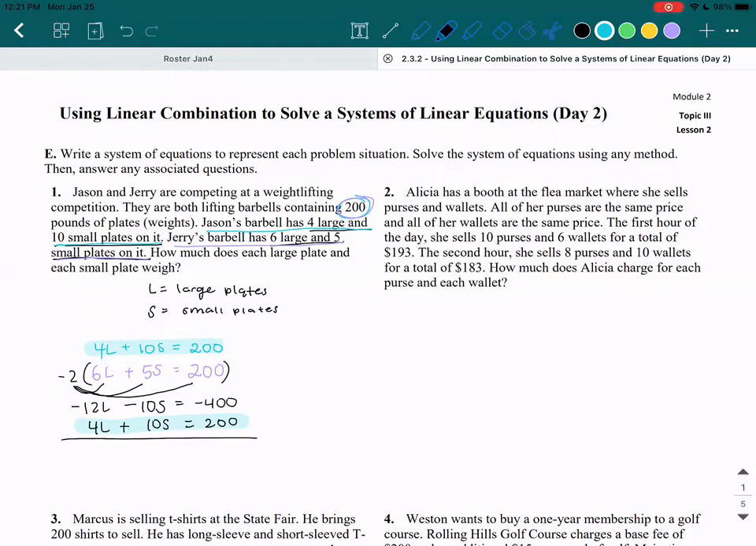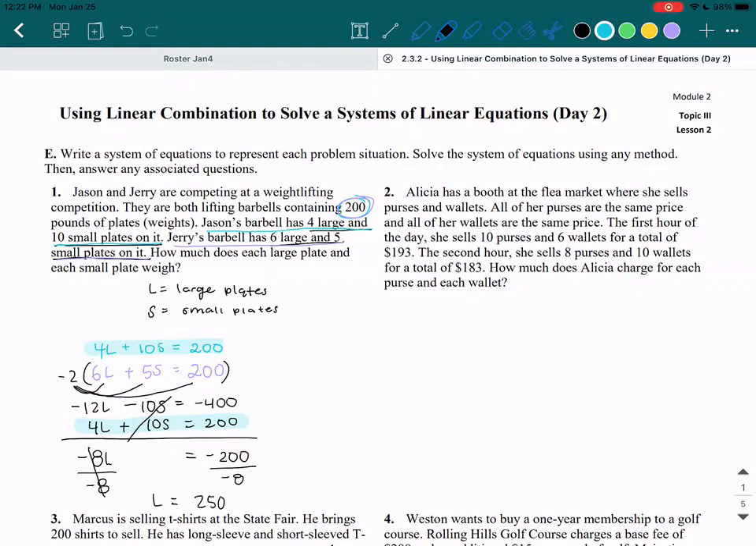So let's add it straight down. Negative 12L plus 4L gives us negative 8L. The 10S's cancel out because one is a negative 10S, one is a positive 10S. And then negative 400 plus 200 is negative 200. Now, L is being multiplied by negative 8, so you do the opposite, you divide by negative 8. Those cancel out, we get L is equal to negative divided by a negative is a positive, and 200 divided by 8 would give us 250, I believe.